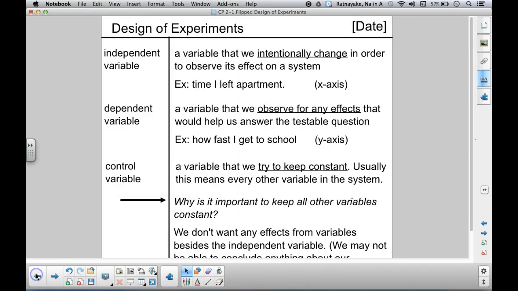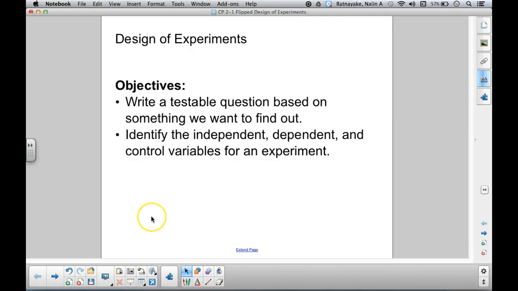Okay, so that's it. Let's go back to our objectives. You should be able to write a testable question based on something we want to find out. So, hey, I want to know this. Can we phrase it in the form of a testable question? What is the effect of blank on blank? And then given a testable question or some sort of scenario where we want to do an experiment, you should be able to identify the independent, dependent, and control variables for that experiment.